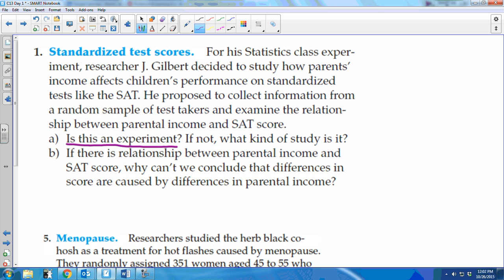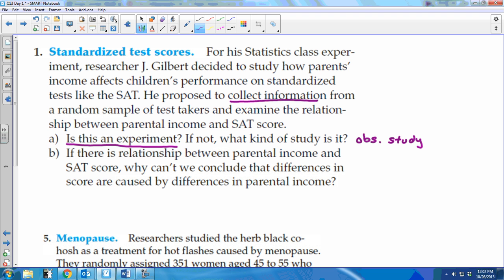Is he taking people and putting them into groups and manipulating some aspect of that? No. So it's not an experiment. He is collecting information. Right? If they're collecting information, then what kind of study is that? Observational study. We would need probably a little more information to say if it was retrospective or prospective.